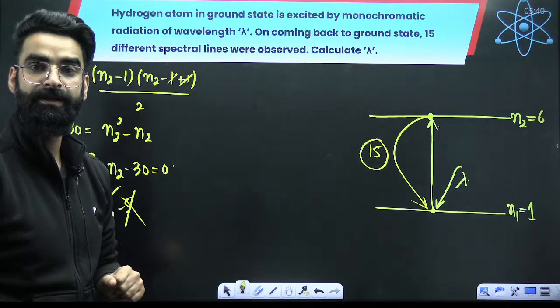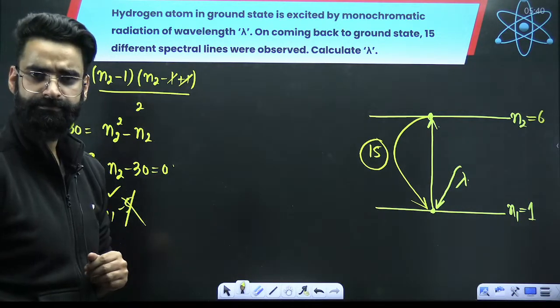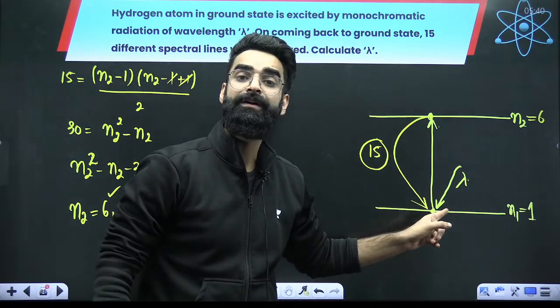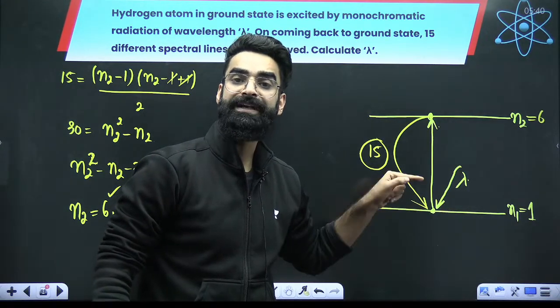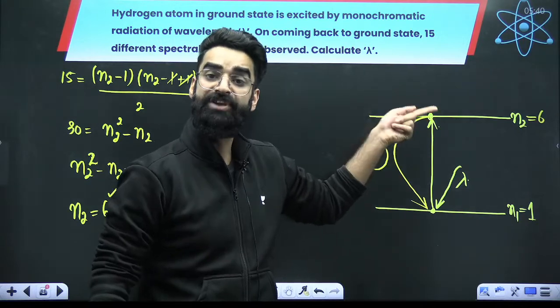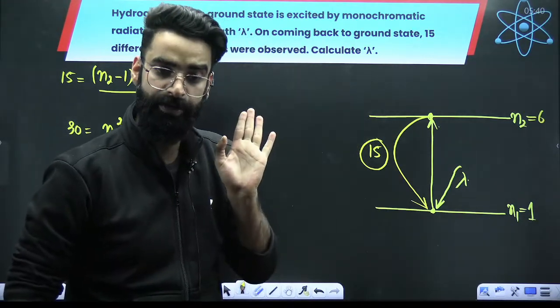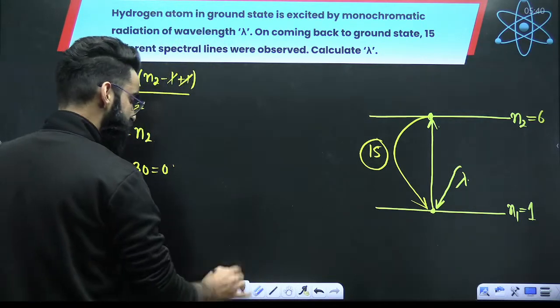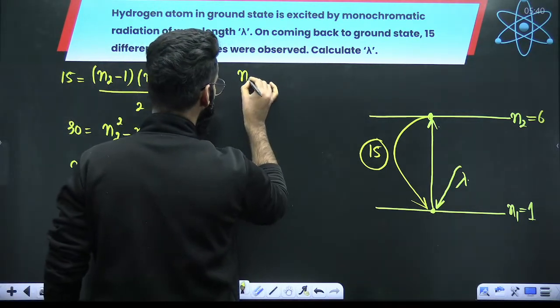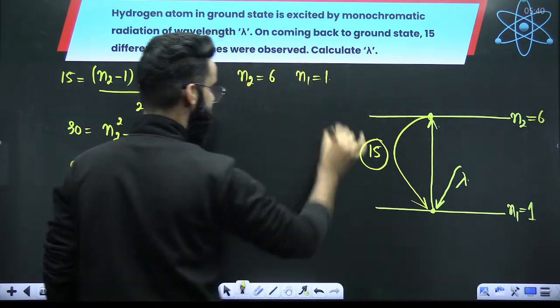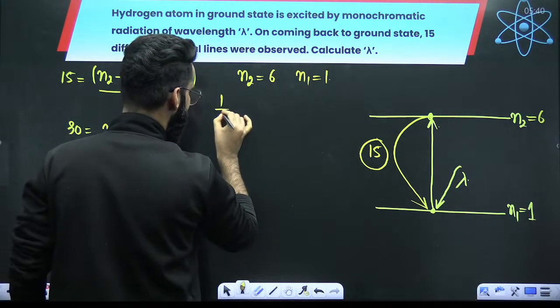What we have to calculate is the wavelength. Whatever wavelength the electron had absorbed in the beginning so that it could go from 1 to 6, when it jumps back from 6 to 1, it is going to emit the same wavelength, right? So I'm going to assume that the transition is from 6 to 1. Calculate the wavelength emitted.